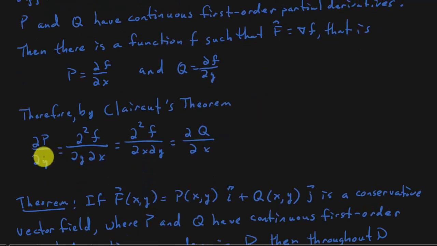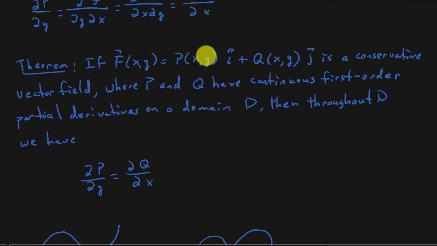Therefore, by Clairaut's theorem, the partial of P with respect to y is equal to this, which is equal to this, which is equal to the partial of Q with respect to x. Okay, it's the second partial of f with respect to x and then y, and it doesn't matter what order you do it in. Okay, and I'm going to explain all this when we go through the examples and stuff.